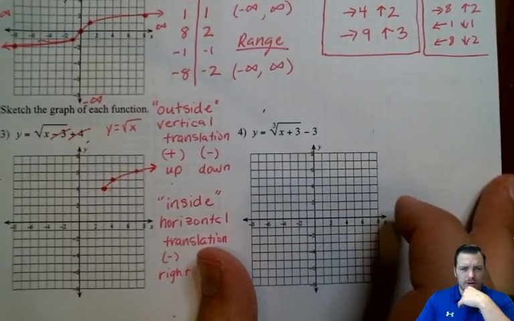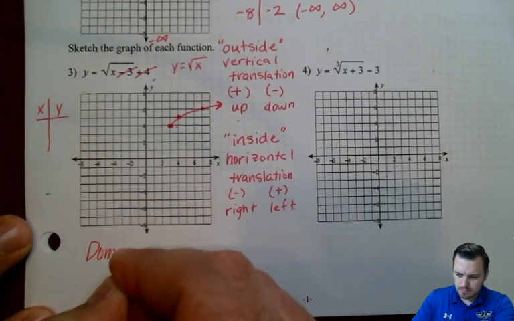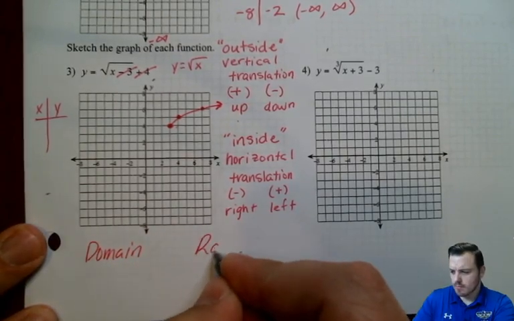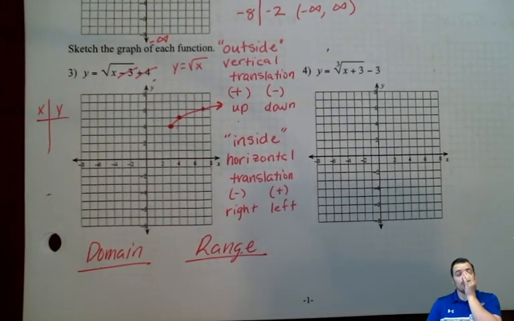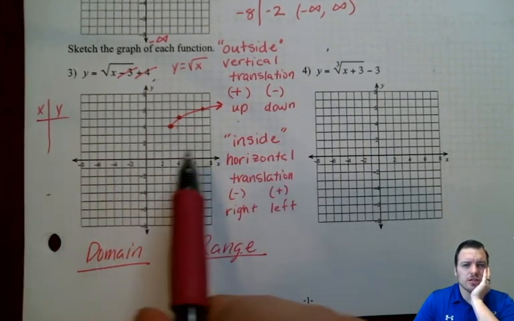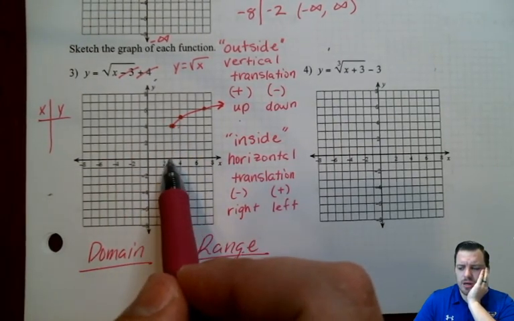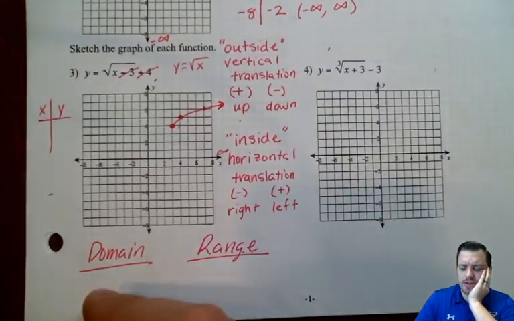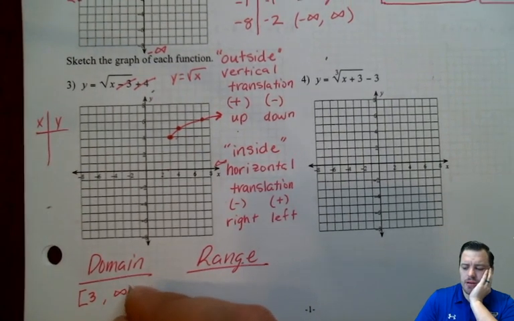All right, let's identify the domain and range of this. So the domain is all the possible x values. My possible x values here are from 3 all the way to, we know that's infinity. So from 3, and 3 is included, all the way to infinity.